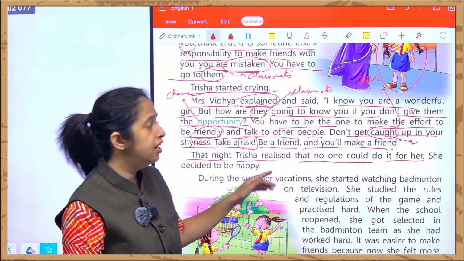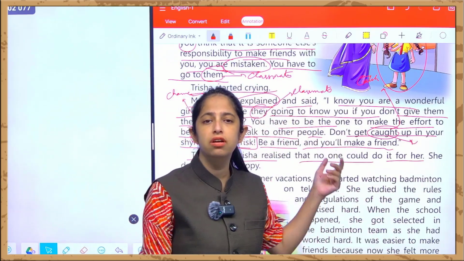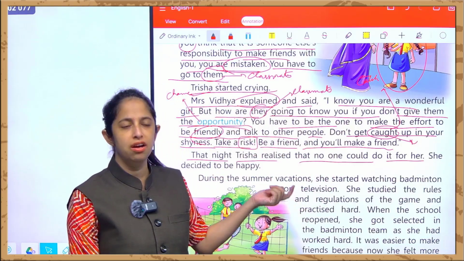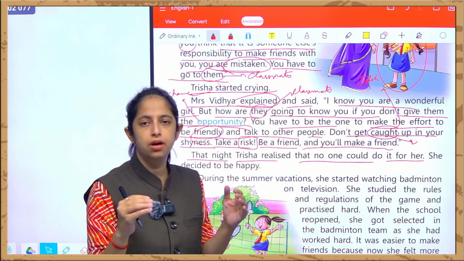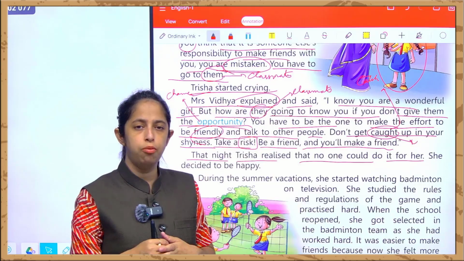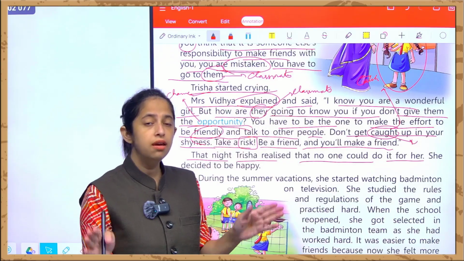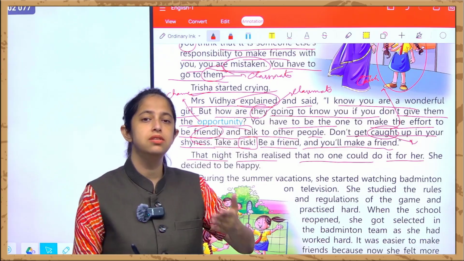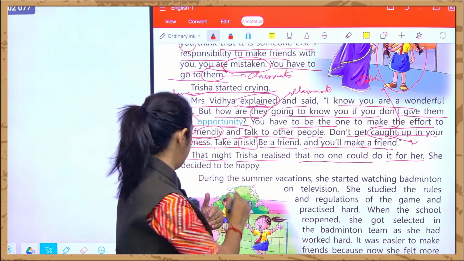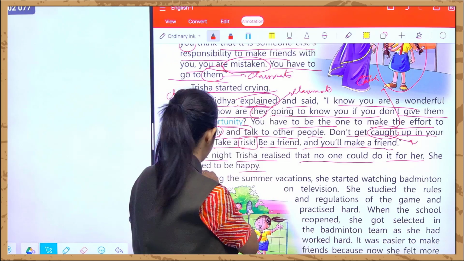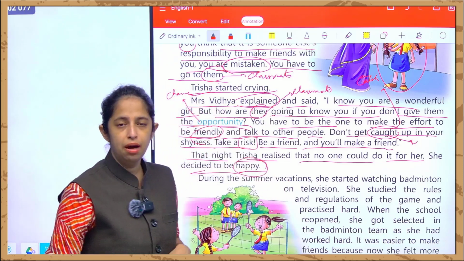And that night, when her teacher explained that you are a wonderful girl, you yourself have to make efforts to be friends with others, you yourself have to give the opportunity to the students. So Trisha realized that this thing cannot be done by anyone else. This is done by myself only. She decided to be happy. And what did she decide? She decided to be happy.